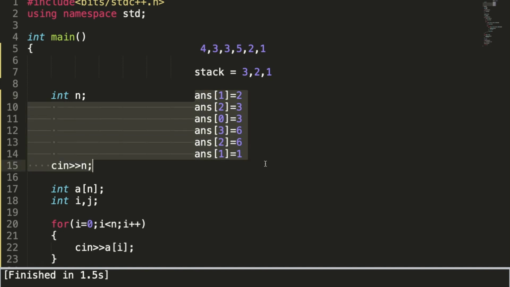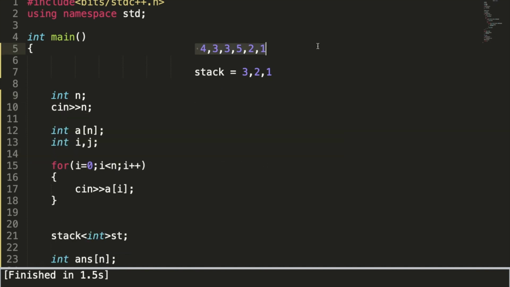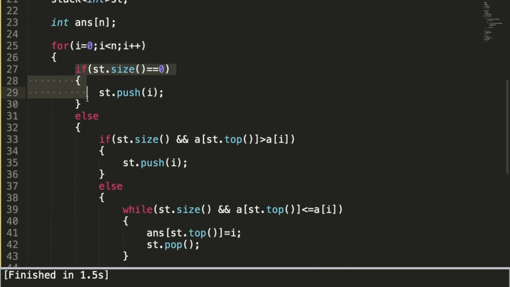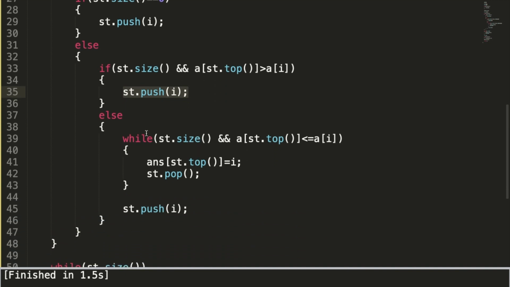So you can look into the code now. I think it is much clearer now. Okay. We look into the code. If the stack is empty, I am going to push the element. If the stack is non-empty, and also if the top element of the array stack, see, this is the index and this is the array, is greater than the current element, then we are going to push it directly. Okay. But if it is not, it means this element is greater than or equal to the top element.